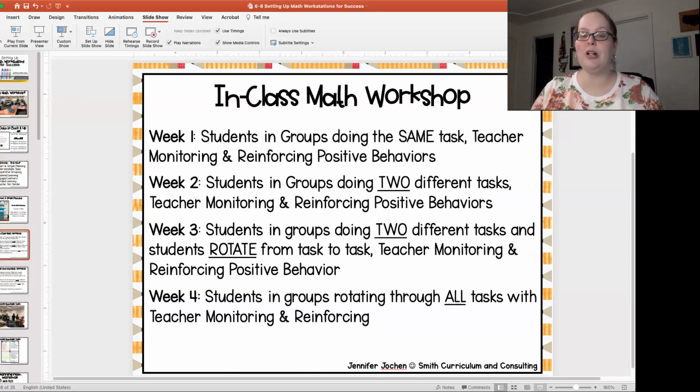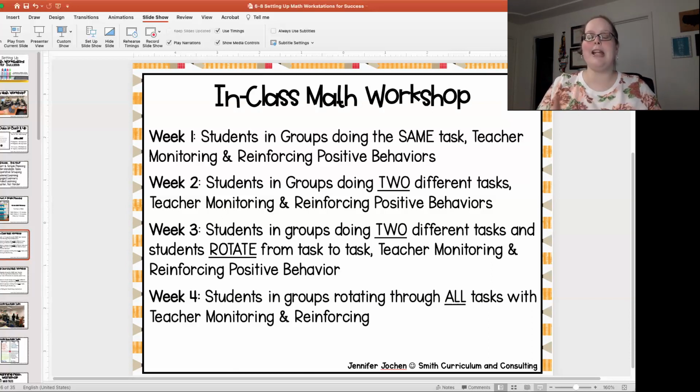And then in week 4, students are in their groups, rotating through all of the tasks, whether it be 4 tasks, 3 tasks, however many you choose, and you are still monitoring and reinforcing. At this point, you have not started guided math yet. You have not started your small groups. You will start that in week 5.